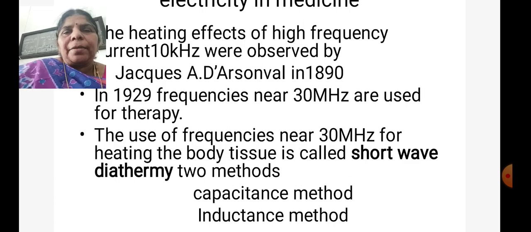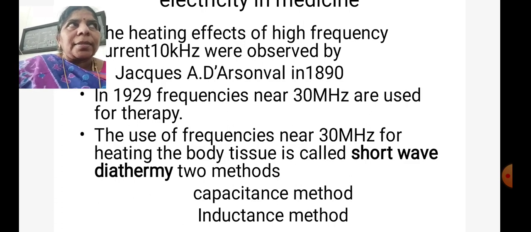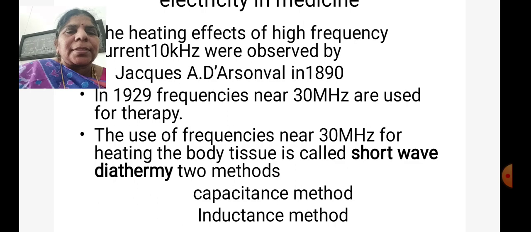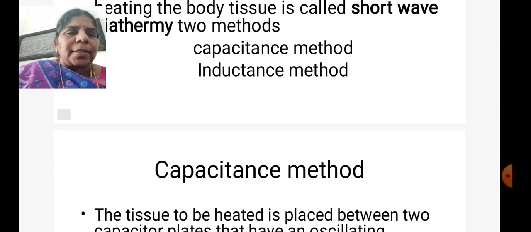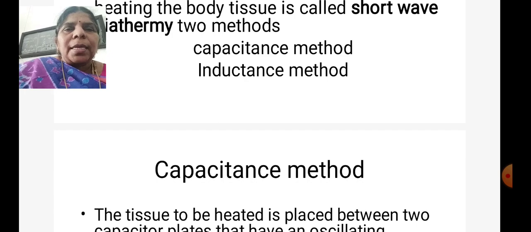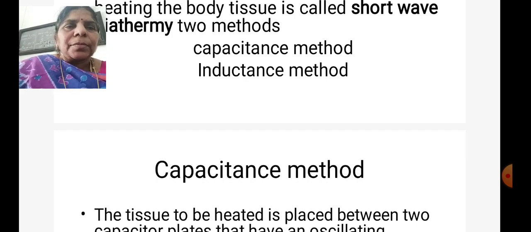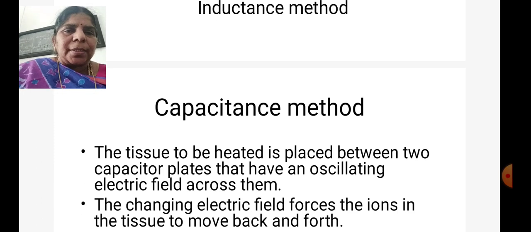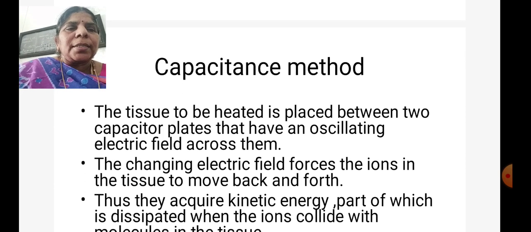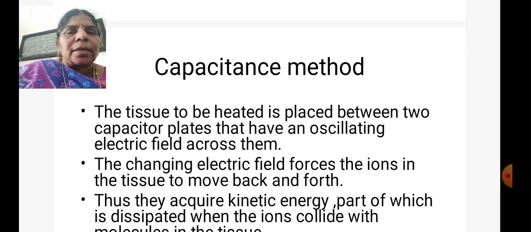Shortwave diathermy. In shortwave diathermy, there are two methods. One is the capacitance method, another one is the inductance method. All are based on the theory that you have learned in electricity and magnetism, resonance, LC and RC. The first one is the capacitance method. The tissue to be heated is placed between two capacitor plates that have an oscillating electric field across them.